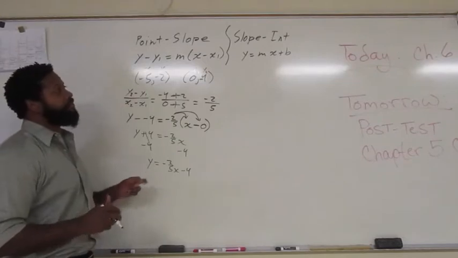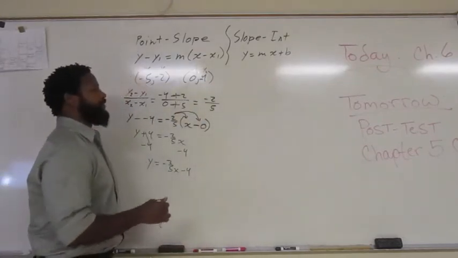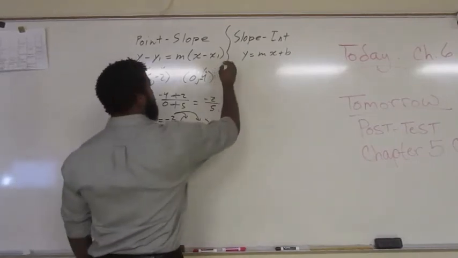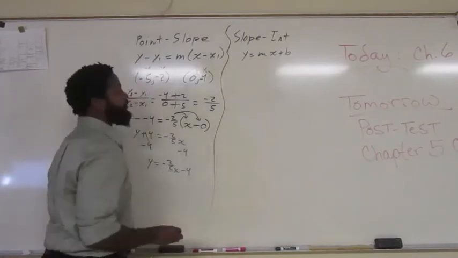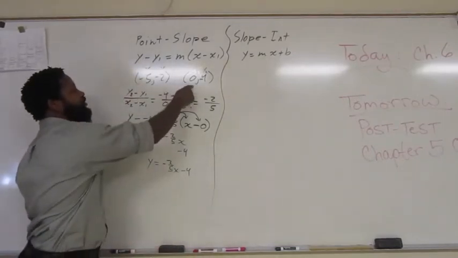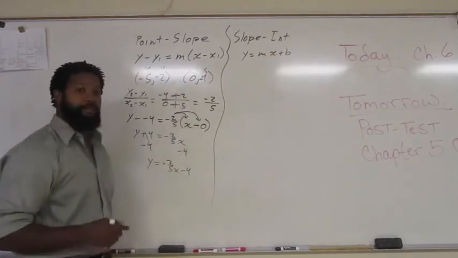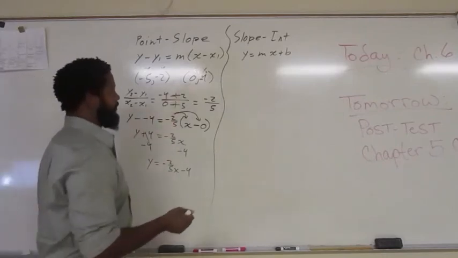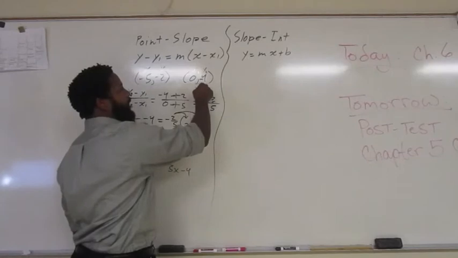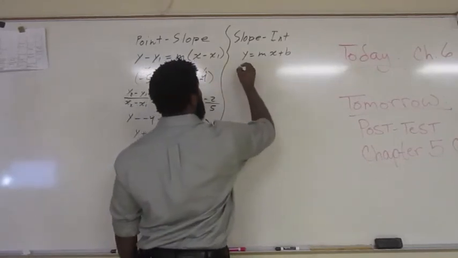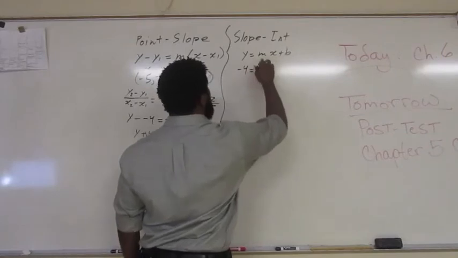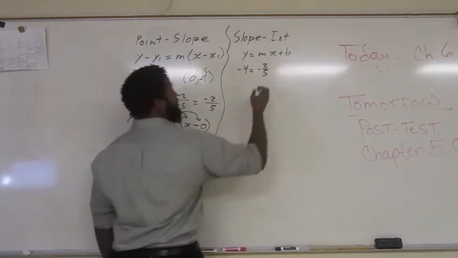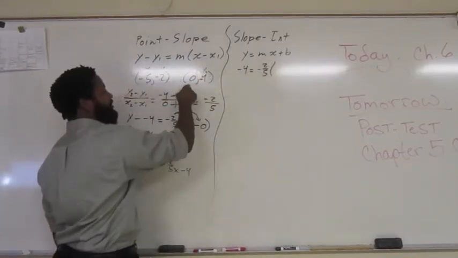Here's how you can do this with just your slope-intercept form. First off, you have your slope, and you can choose one of your points. It doesn't matter. Let's use this one again. What is our y? -4. So we can say -4 is equal to, what is our slope? -2/5, right? -2/5 times, what is our x?